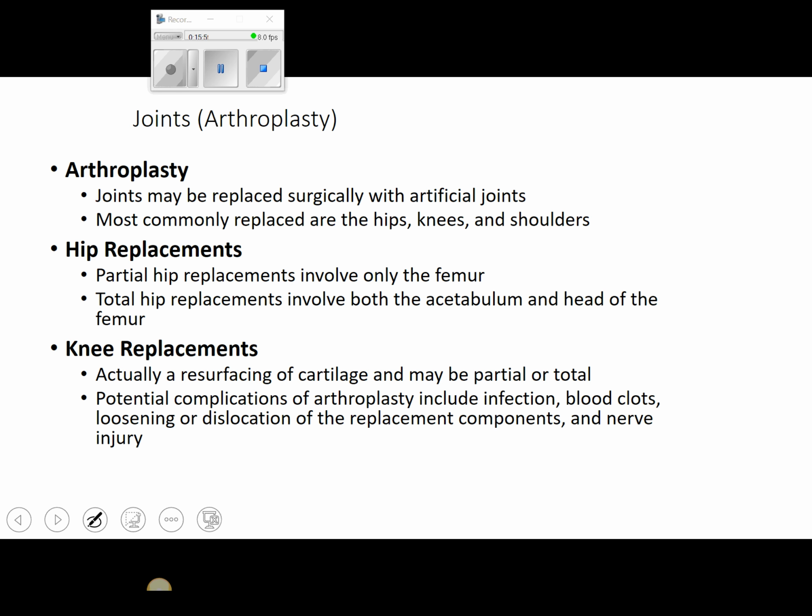Okay, so arthroplasty. Joints may be replaced surgically with artificial joints. Most commonly replaced are the hips, knees, and the shoulders. Joints that have been severely damaged by diseases such as arthritis may be replaced. For hip replacements, you can have a partial hip replacement, which involves only the femur, and a total hip replacement, which involves both the acetabulum of the hip bone and the head of the femur. They can use artificial devices, plastic or metal, for the hip replacements. Knee replacements can be partial or total as well, but you have actual resurfacing of the cartilage. Potential complications of arthroplasty include infection and blood clots, loosening or dislocation of the replacement components, and nerve injuries.